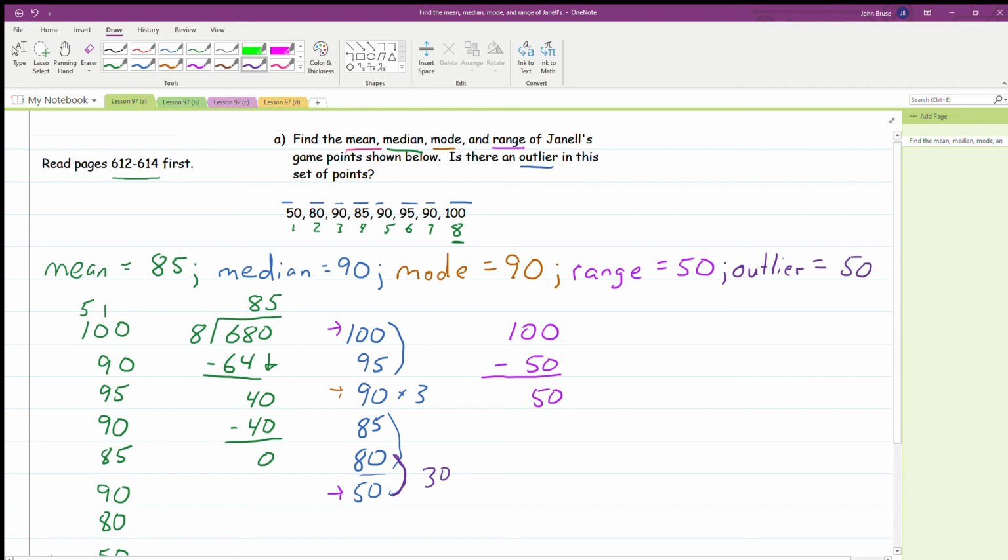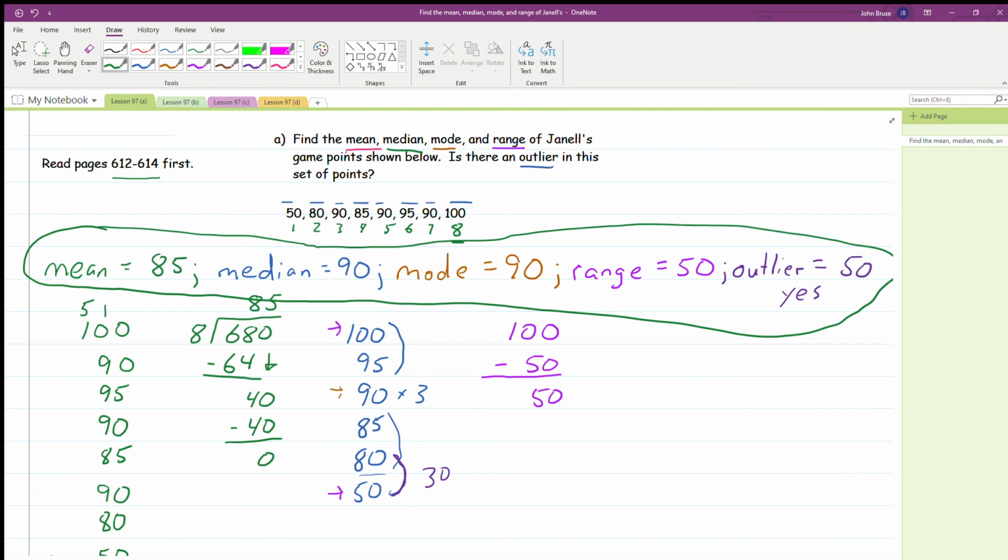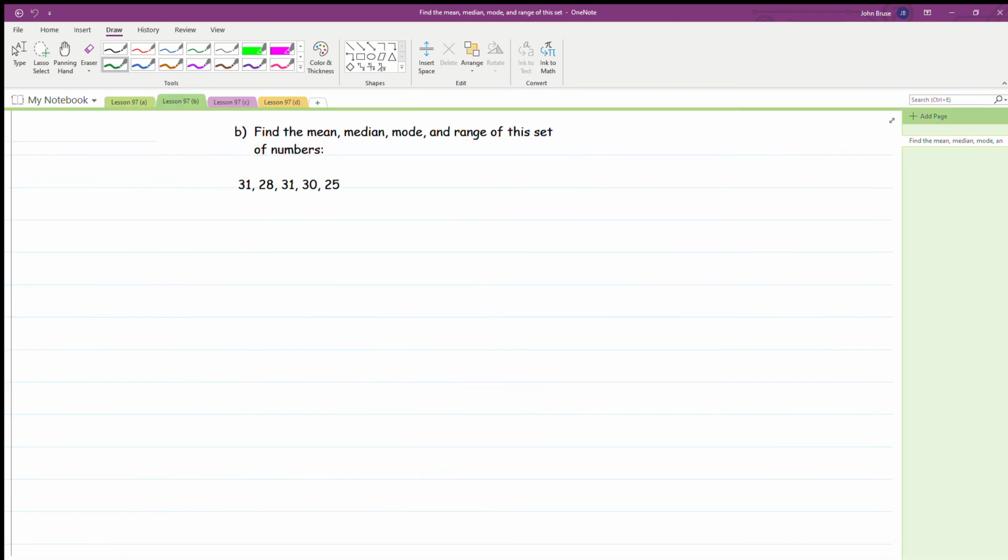All right. Now, it actually says, is there an outlier in the set of data points? So I'm just going to write underneath it, yes, there is an outlier. And then I'm going to circle my answers. There's a bunch of them today. So this is my answer to this problem. All right, let's go ahead and go to B.